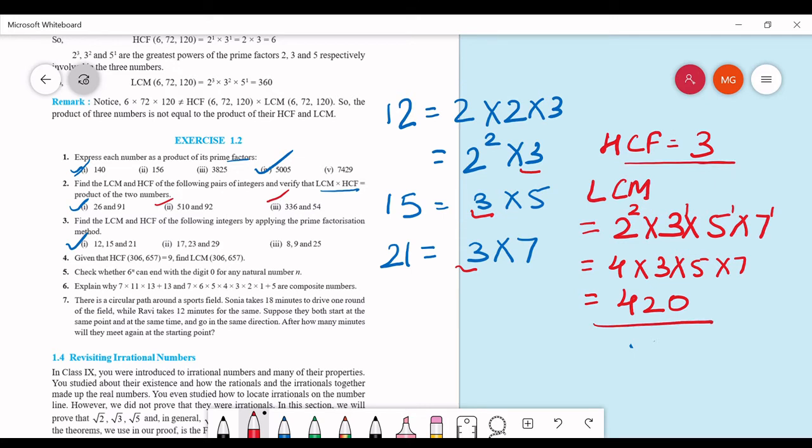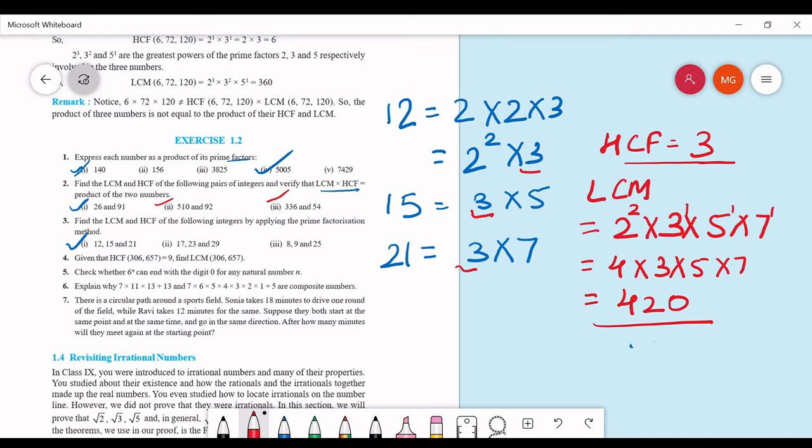So this is how you will be calculating this question number 3, because you have been provided three numbers, so you cannot apply the previous formula that you got, right? Product of two numbers is equal to the multiplication of LCM and HCF, right? So this was for question number 3.